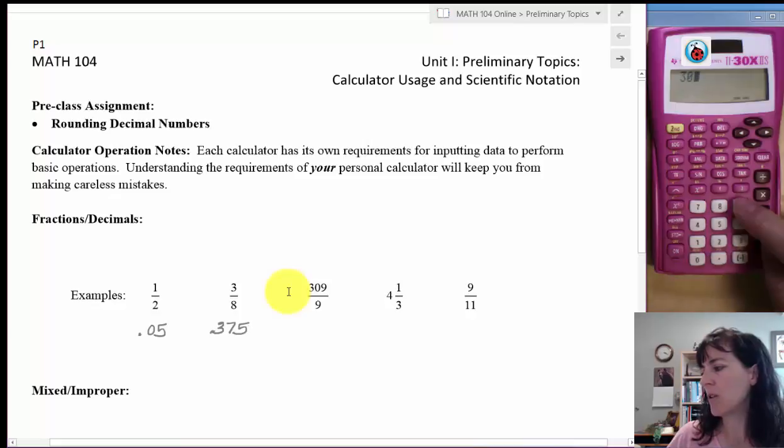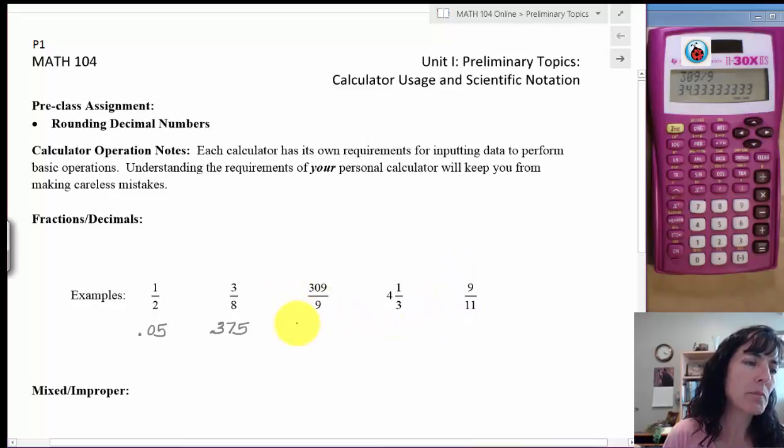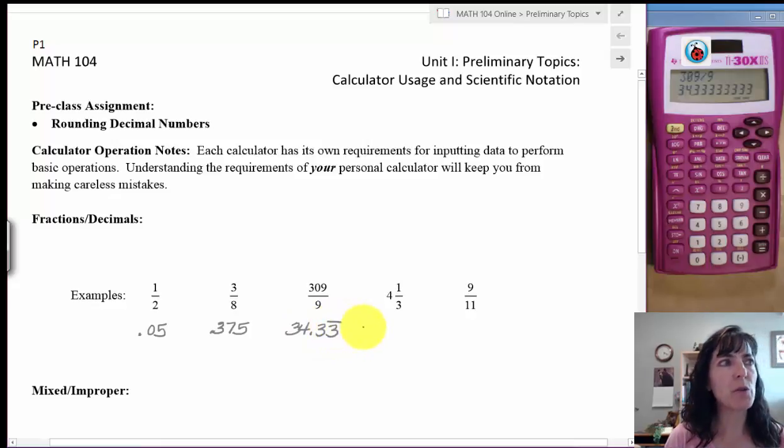Remember, I can do 309 divided by 9 like that, and I get 34.33. And it is repeating, so it goes on and on. Now, normally in this class, if I don't say, you can go ahead and round it to 2 decimal places. That's usually plenty. So if I'm rounding, remember we just did that in our pre-class. So we look at the next digit, which in this case would be another 3.